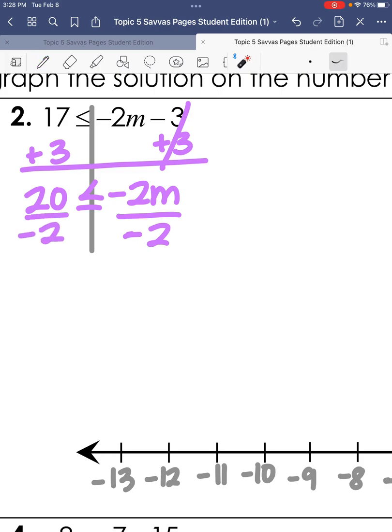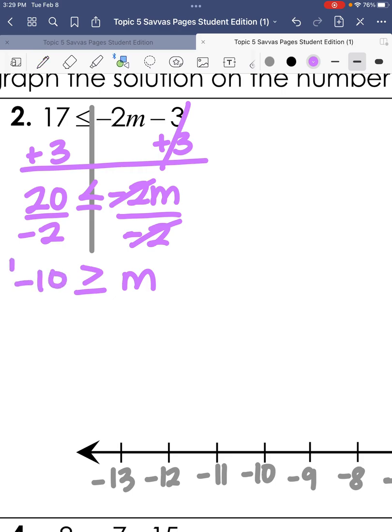Now keep in mind, I'm dividing by negative 2. What happens to my symbol? It has to flip. So instead of it being less than or equal to, it's now greater than or equal to. On the side with my m, my negative 2's cancel out. M comes down, it's by itself. On the other side, 20 divided by negative 2 is going to be negative 10. Now negative 10 is greater than or equal to m is a perfectly acceptable answer.